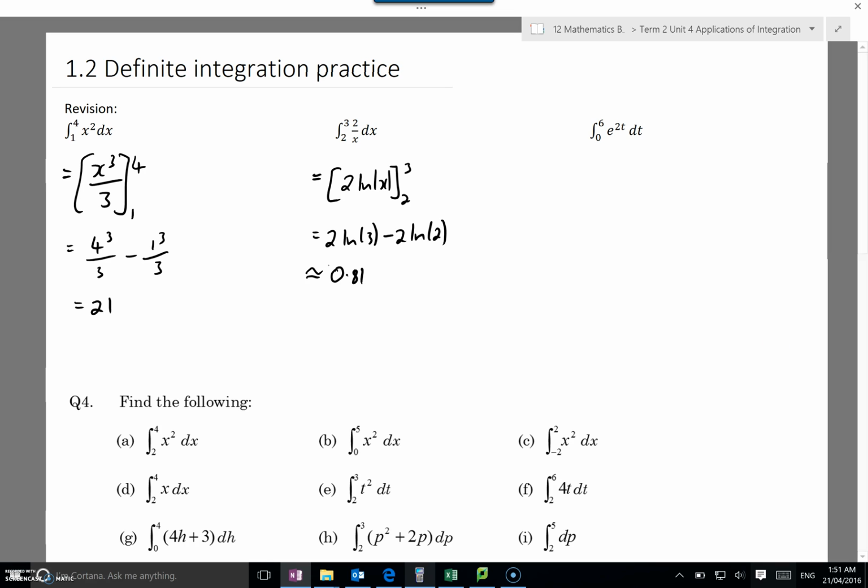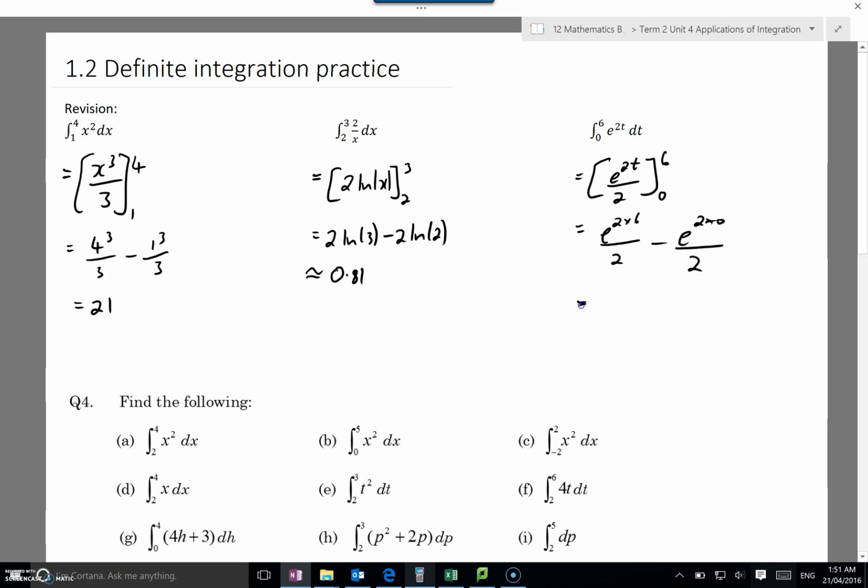Okay, final problem, integrating again. I know that when I integrate e to the power of anything, it'll stay the same, but I need to divide by the differentiation of what's at the top. Okay, between 0 and 6.